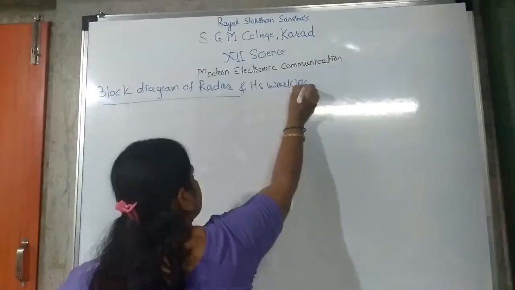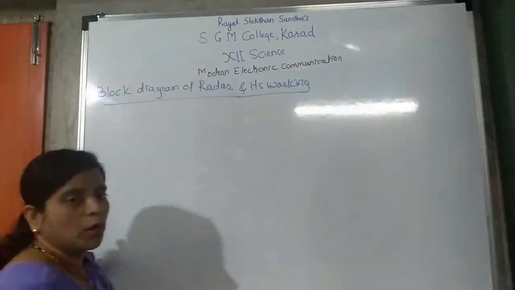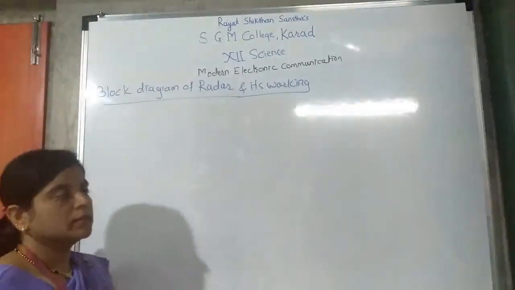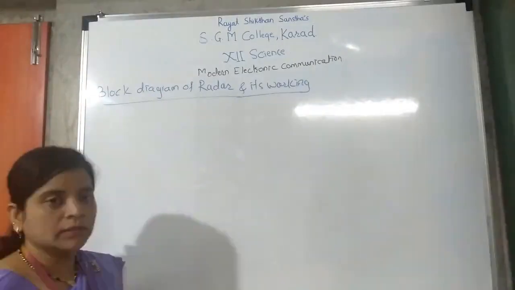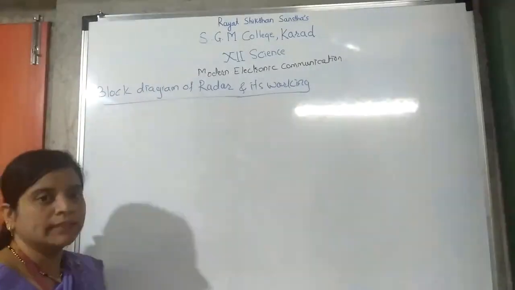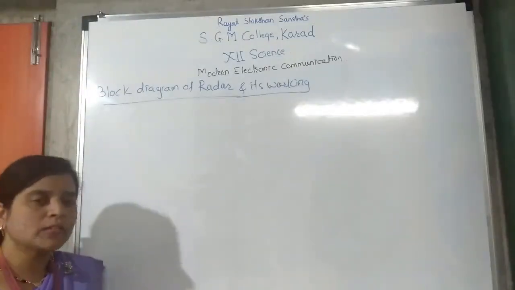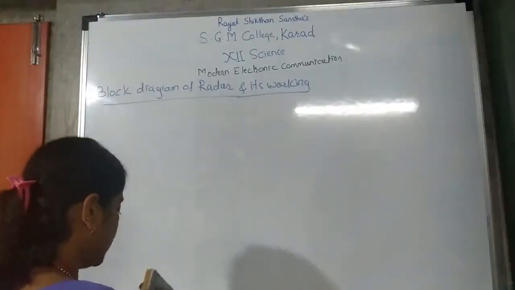A question may be asked like this: explain the block diagram of pulse radar and its working, for 4 or 3 marks. If it is asked for 4 marks, write each and every block in detail. If it is asked for 3 marks, write depending on the marks. Okay, so see the diagram now.